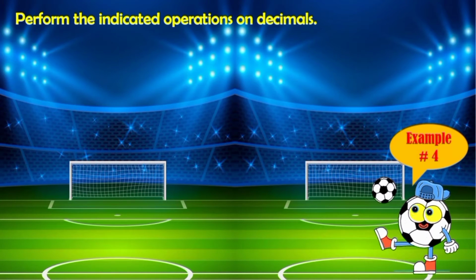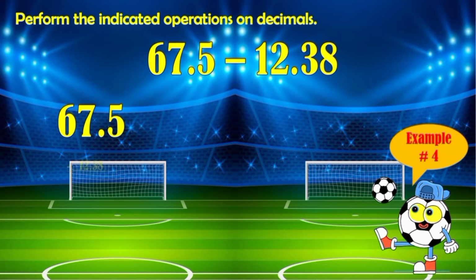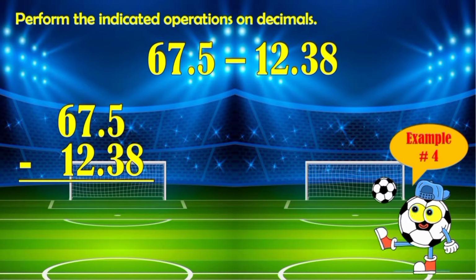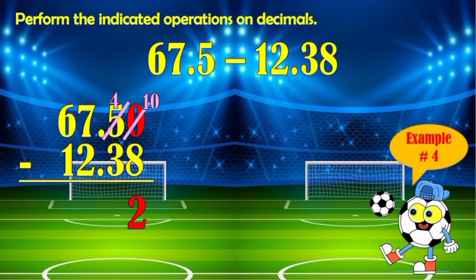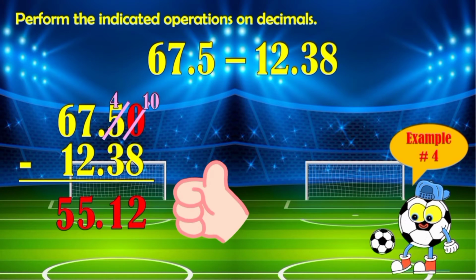Example number 4. 67.5 minus 12.38. Again, align the decimal point. In this case, we have to add 0. We need to borrow 1 from 5 and this will become 4. Now 0 will become 10. 10 minus 8 is equal to 2. 4 minus 3 is 1. 7 minus 2 is 5. 6 minus 1 is 5. Then bring down the decimal point.